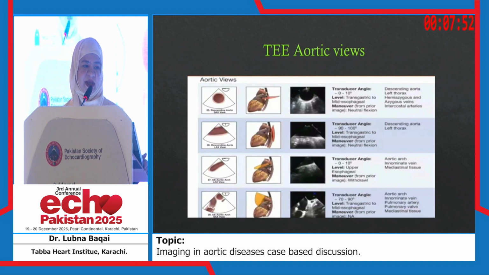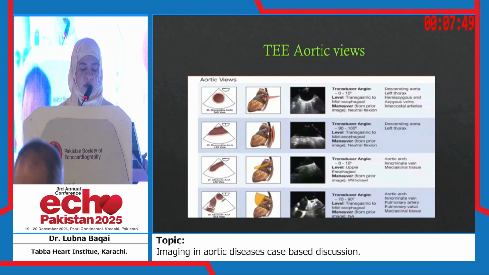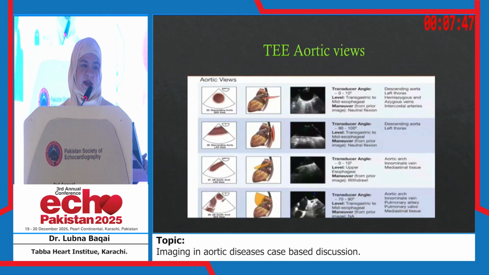Now the transesophageal echo views that you have to look for the descending thoracic aorta: you can see the short axis at 0 degree, and you have a long axis at 90 degree. Whereas for the arch, it is exactly opposite. You have the long axis at 0 degree and the short axis at 90 degree.